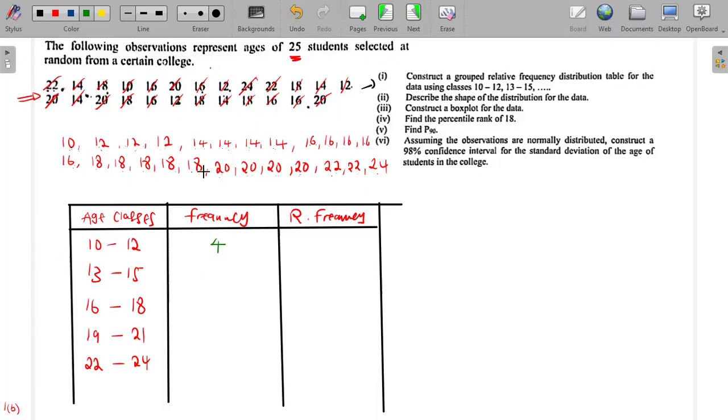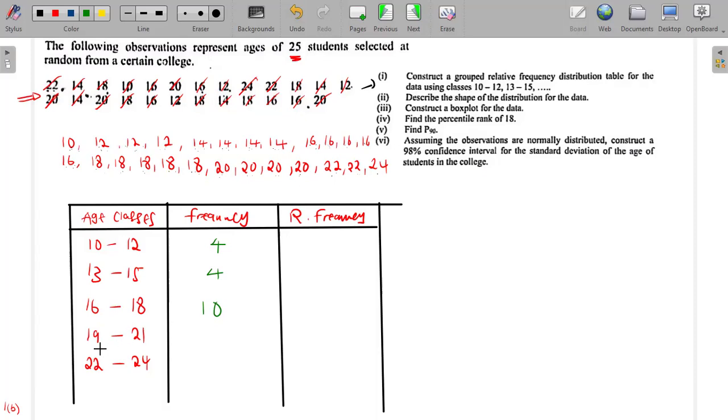Okay, how many numbers are between 13 and 15? 1, 2, 3, 4. So that would be 4. And how many numbers are between 16 and 18? That would be 1, 2, 3, 4, 5, 6, 7, 8, 9, 10. So I'm going to have 10 there.